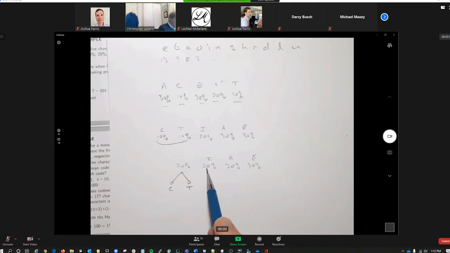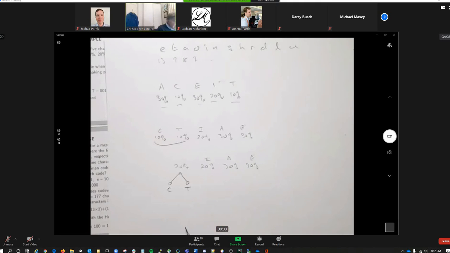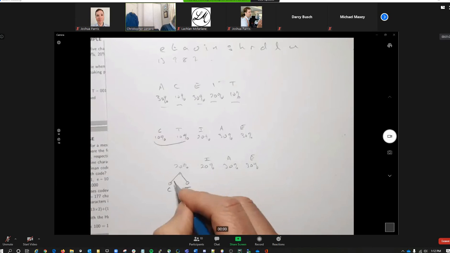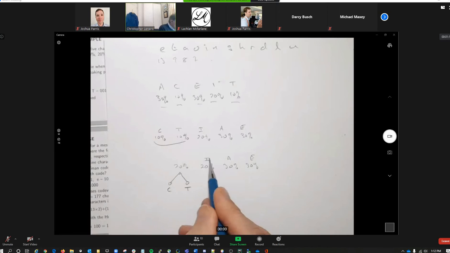What do you do with a tie? Well, it doesn't really matter. What you might do in this case is make the smaller tree go on the left. Okay, so this is a smaller tree than that, so let's put it on the left. Or you might decide to go in alphabetical order with the leftmost leaf here versus the leftmost leaf of that one. It really doesn't matter as long as there's some rule. Let's leave it like this as it is.